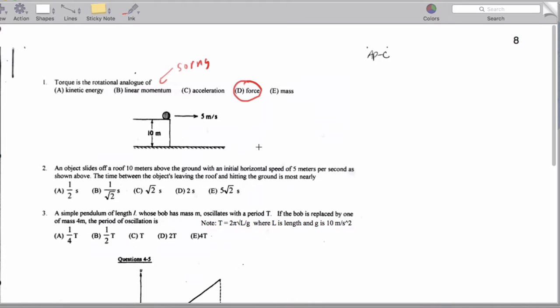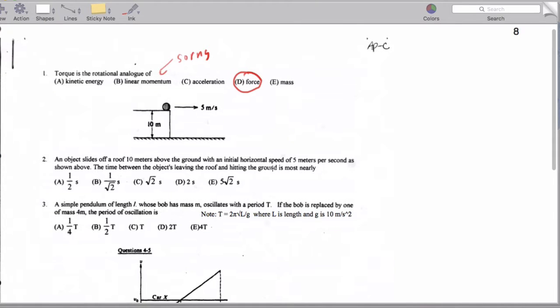Now, an object slides off a roof 10 meters above the ground with an initial horizontal speed of 5 meters per second. We want to know the time between the object leaving the roof and hitting the ground. So it falls from a height of 10 meters. This horizontal speed has no effect on its vertical fall time. So we need h equals 1/2 g t squared, so t equals the square root of 2h over g. That's going to be the square root of 20 divided by 10, and that's going to give us the square root of 2 seconds, which is C.